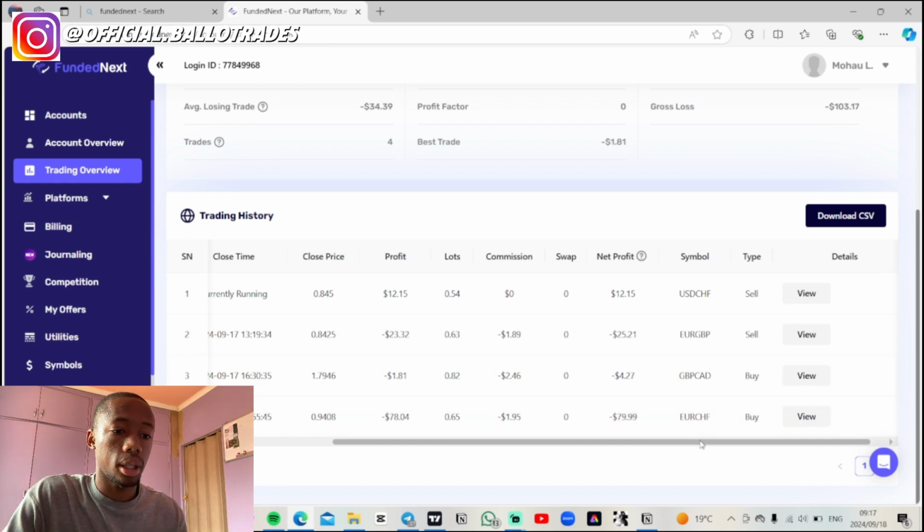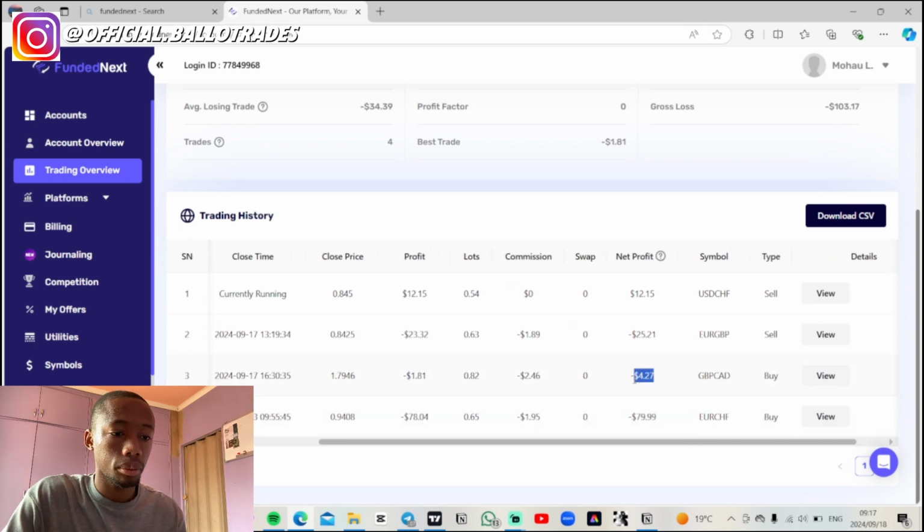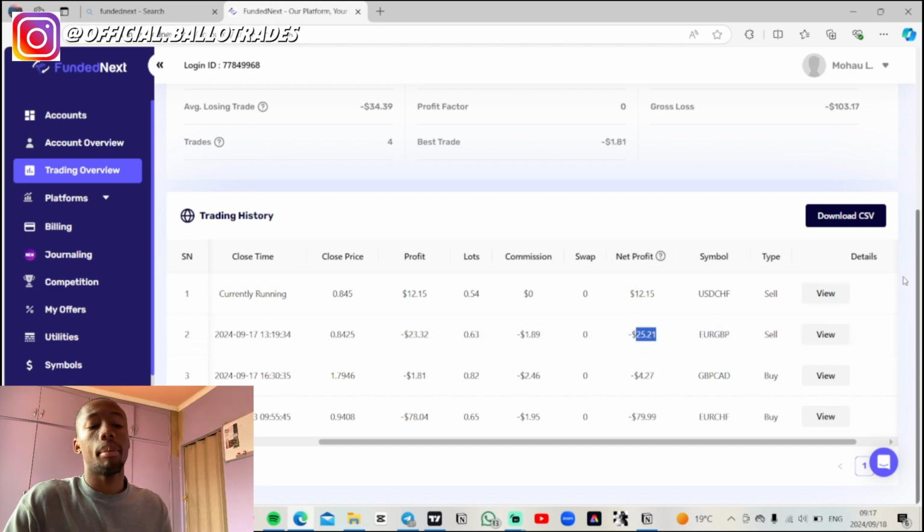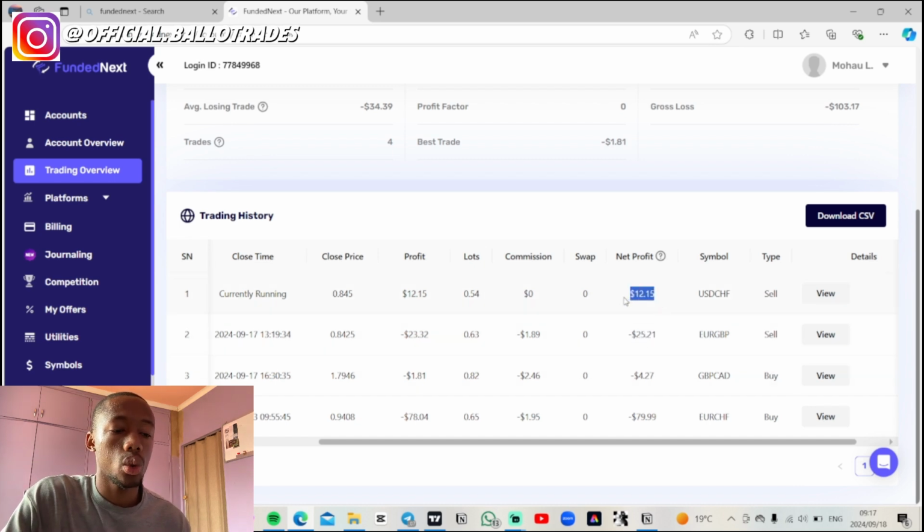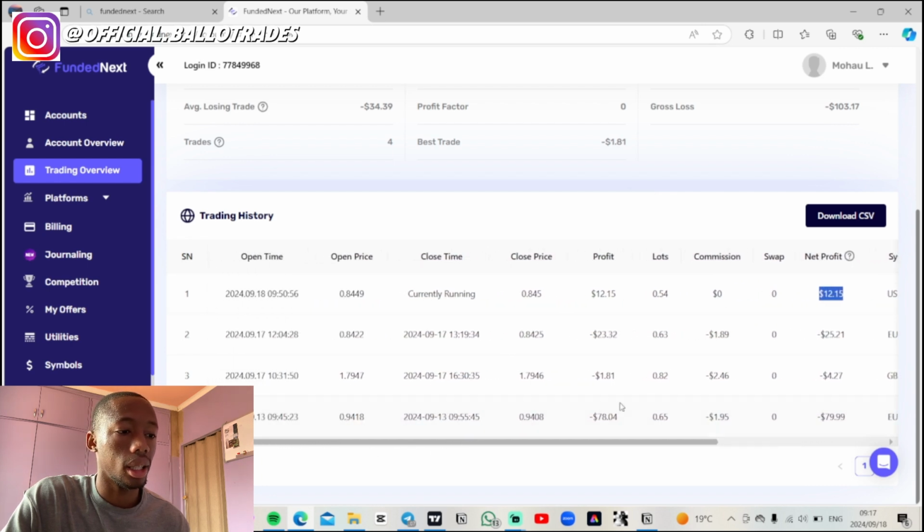Then this one was a break even that I told you guys about. It was a break even, but because of the spread and stuff, it didn't take me out at 0.0, it took me out at -$4. And this one is the trade that I manually exited, on Euro GBP. And this one is the trade that I'm currently running today. So this is the 3rd day that I'm trading, right? As you can see, currently running.